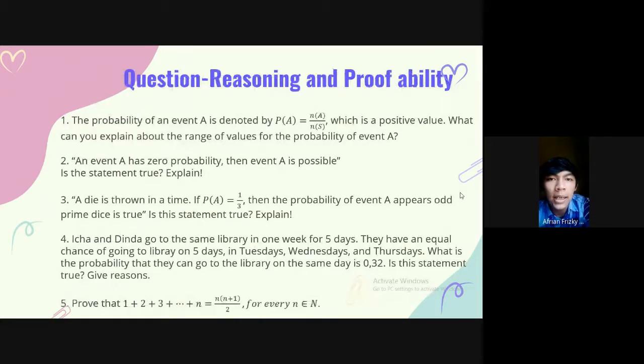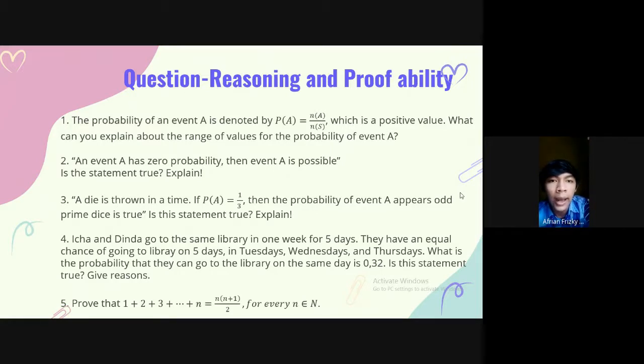The next is the question about reasoning and proving ability. We have here the first: the probability of event A is denoted by P(A) is equal to n(A) divided by n(S), which is a positive value. What can you explain about the range of the values for the probability of event A? And the second, an event A has zero probability, then event A is possible. Is the statement true? Explain.